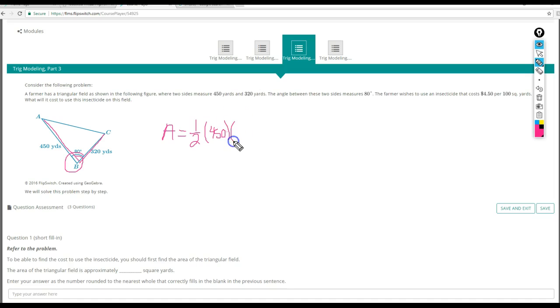times 320 times the sine of the angle given, which is 80 degrees. I did not have to write the parentheses. I could use a multiplication sign instead. It just doesn't usually show up as large for me. So 1/2 times 450 times 320 times the sine of 80 degrees.